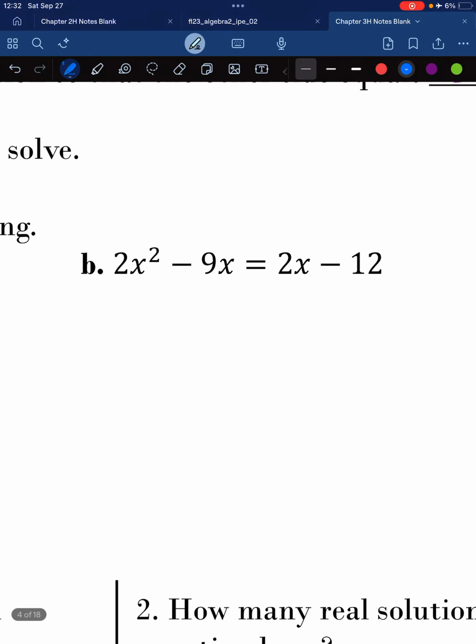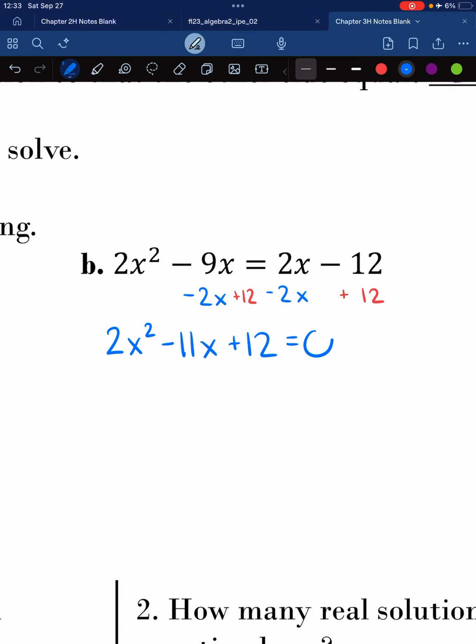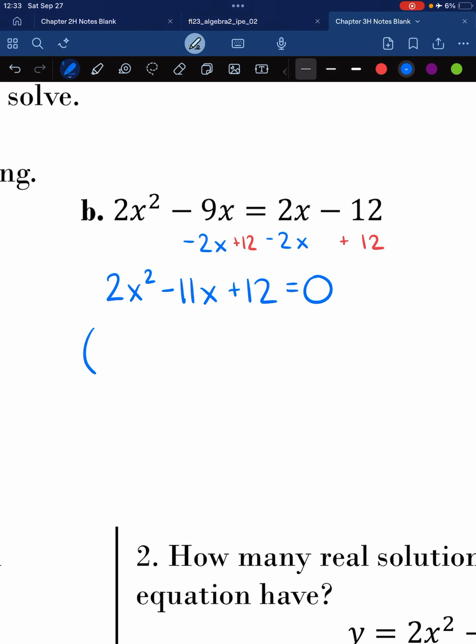Okay, so maybe try b on your own. Remember, we want to move everything over to one side. So I'm going to subtract 2x from both sides, combine like terms. I'm also going to add 12 to both sides and rewrite. Okay, I want to factor. Okay, 2x has to come from these two, which I don't have a choice. Love it when that happens.